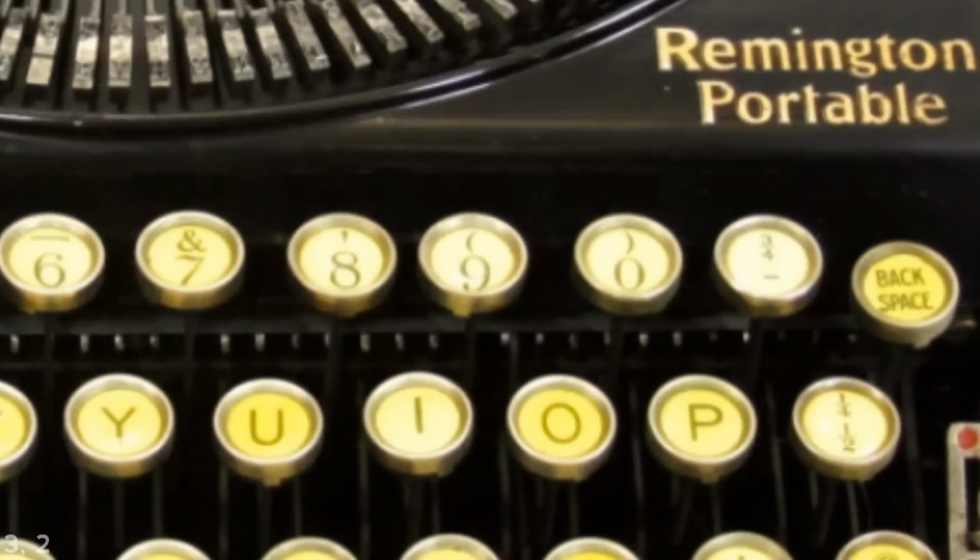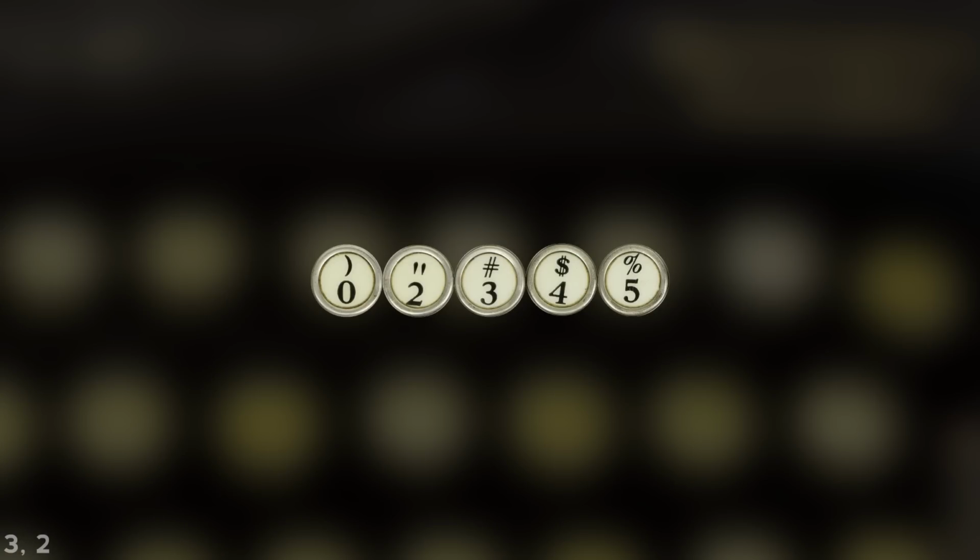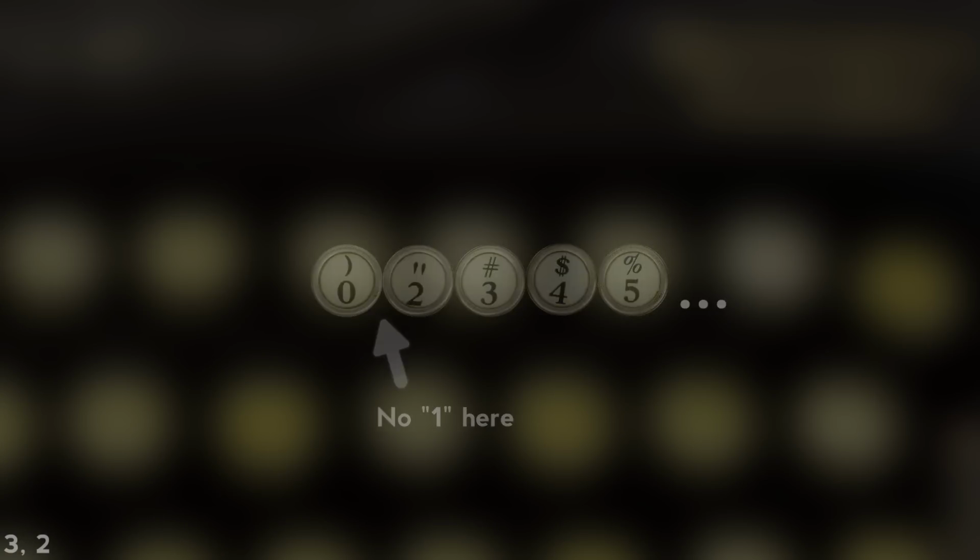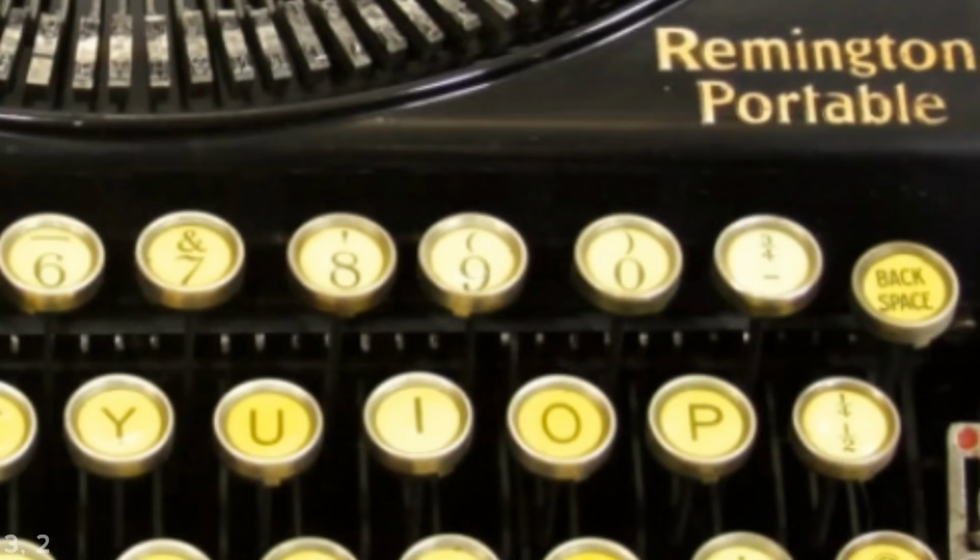Now, the reason the 0 was placed next to the 9 was simply that 0, 2, 3, 4, 5 and so on would have looked odd, since there was no 1 between the 0 and the 2, so the 0 was moved to the end of the number row next to the 9.